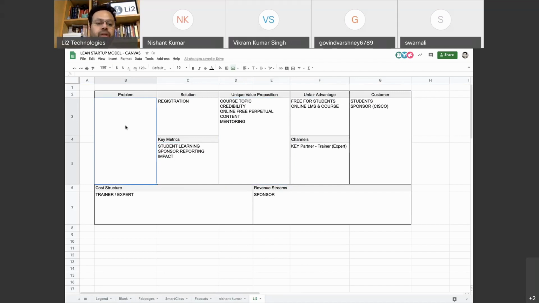So the revenue stream is clear, cost structure is clear. So now we go and say what is the solution, and the assumptions that we are making are going to come in the solution. The first step of the solution is registration. So the first assumption is registration.